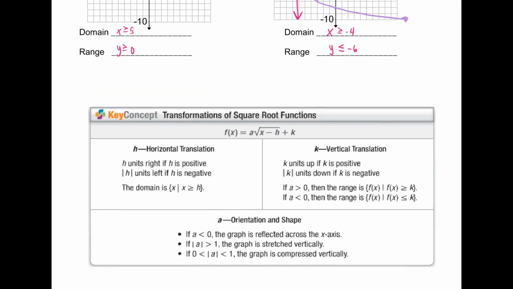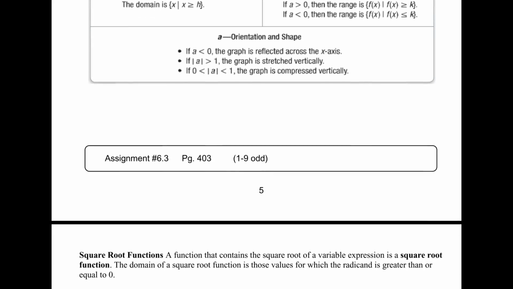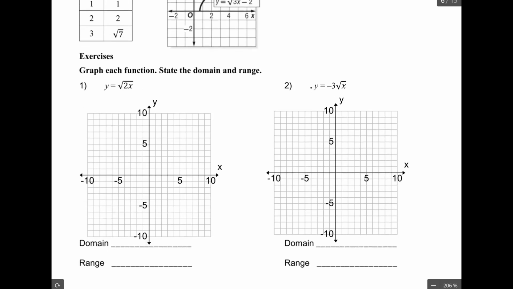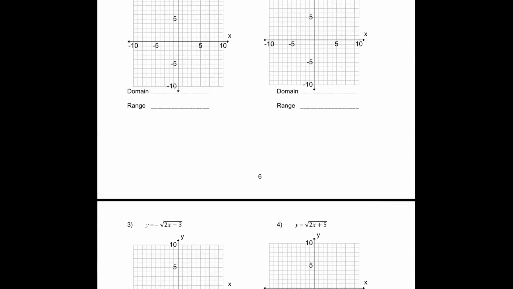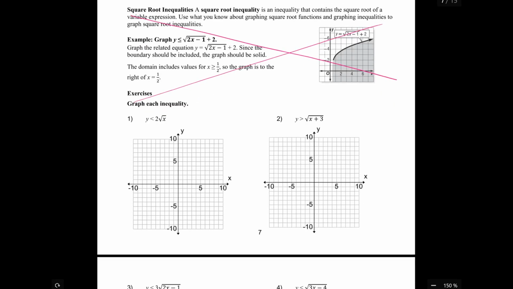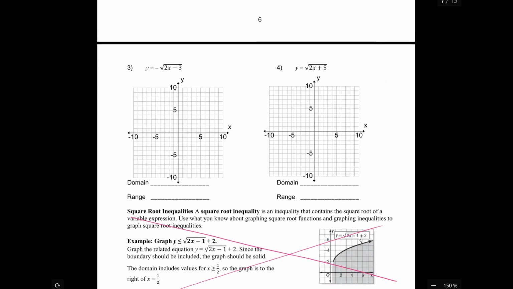So that's it for the lesson. We did a bunch of transformations. Here's the 1 through 9 odd problems. So we do have these other exercises we can go through, not too hard. We're not going to be doing the inequalities. So if you need more practice, instead of saying greater than, you could just have these be equal to. But yeah, that's it. Good luck with the quiz.